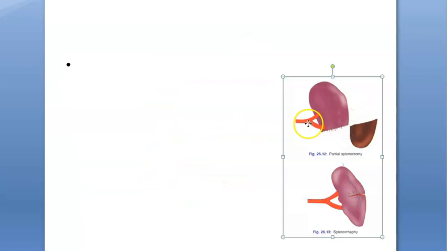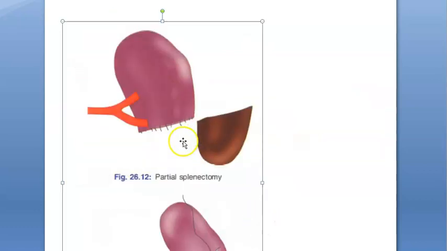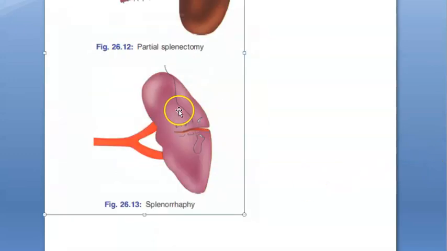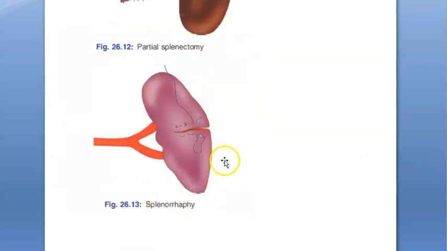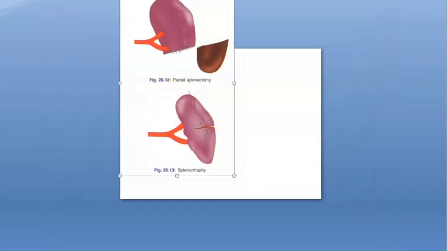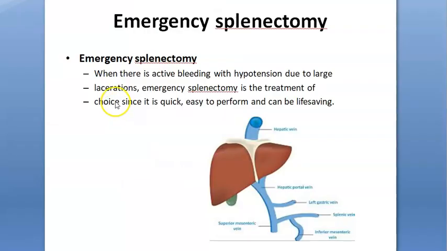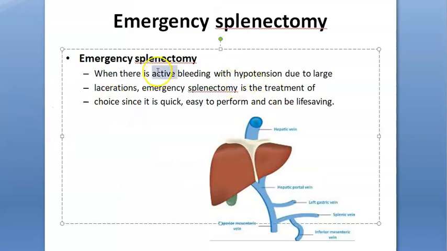Now look at this. There is total splenectomy. There is partial splenectomy, where part of it is removed. And down here you have splenography. They're just suturing it, because they want to preserve the spleen. So basically, they are treating all this. Whenever there's trauma, you should be very actively doing a splenectomy.